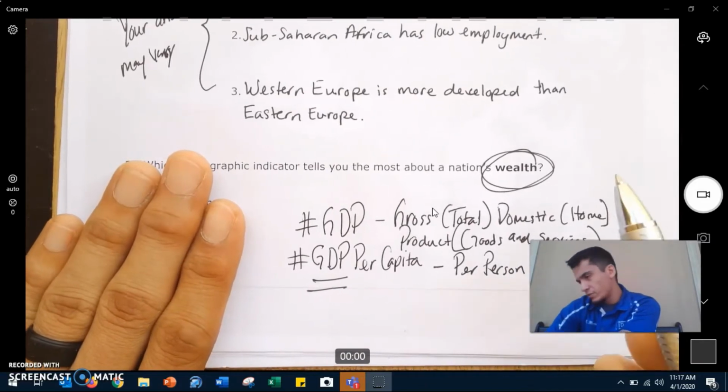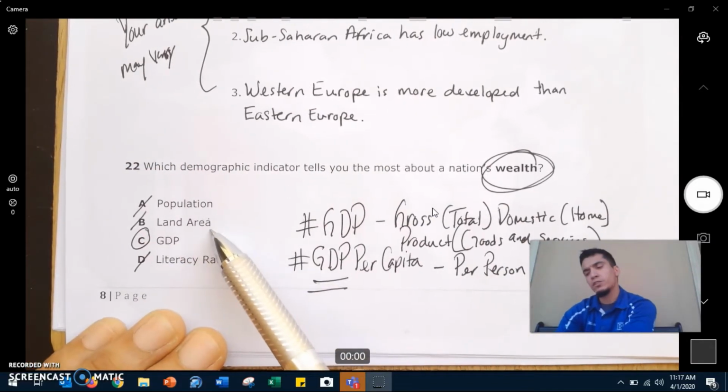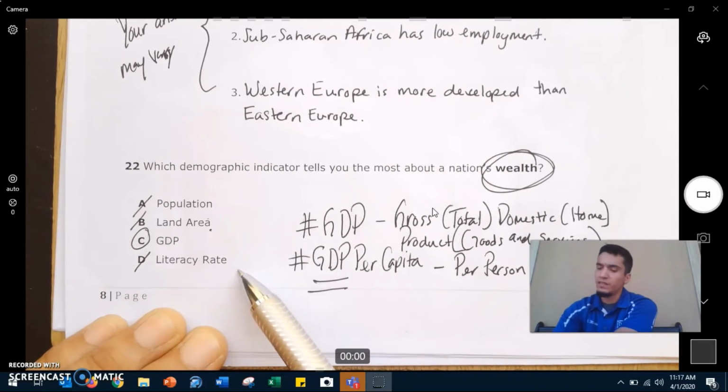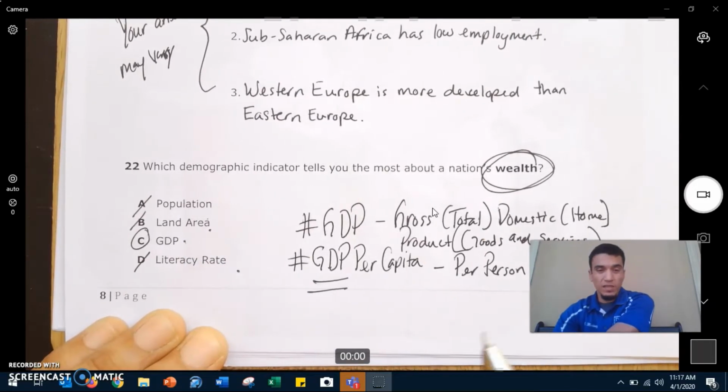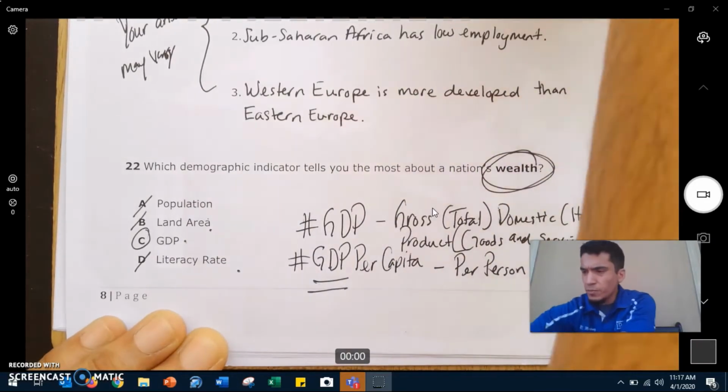So the answers that they gave us was A, population, B, land area, and D, literacy rate, with C being the answer, GDP. Turning the page.